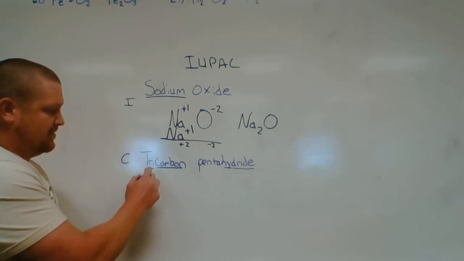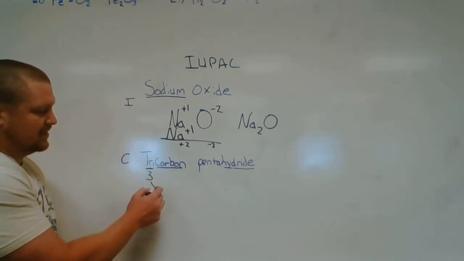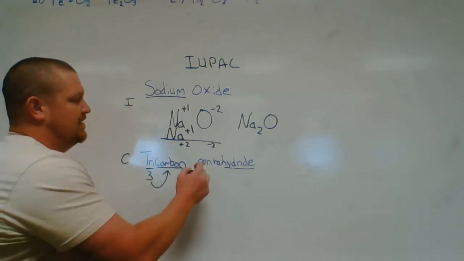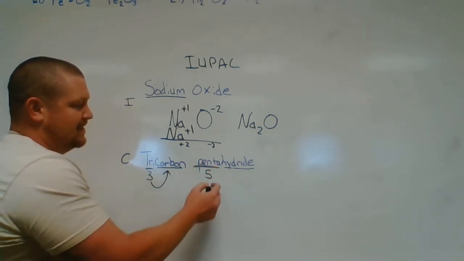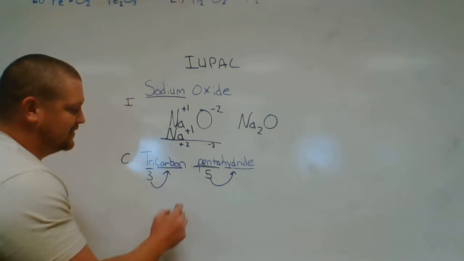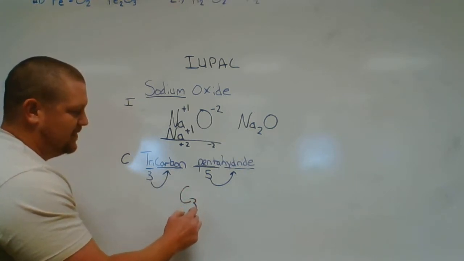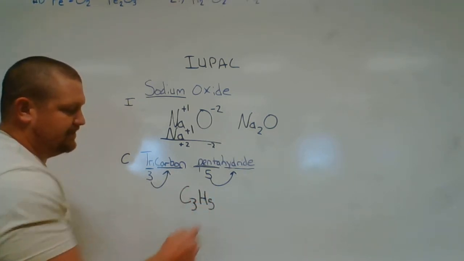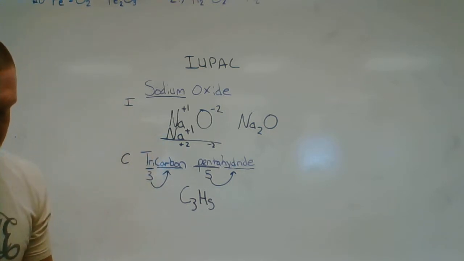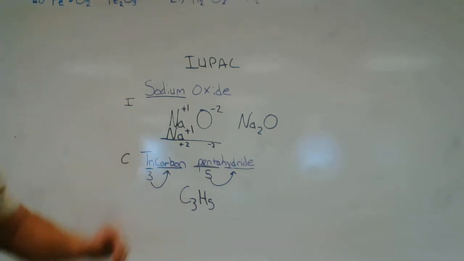When writing the formula for covalent, it's a little easier. We have tri, which is 3. This tells us there are 3 carbons. We have penta, which is 5. This tells us there are 5 hydrogens. So this will be C3H5. All right, so that is going from a name to a formula.